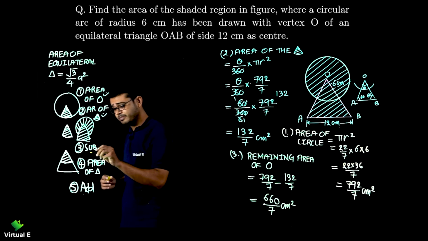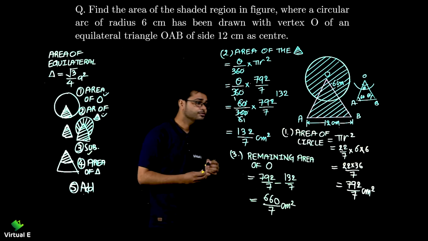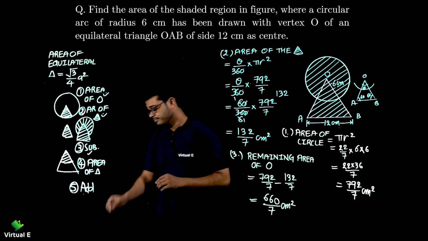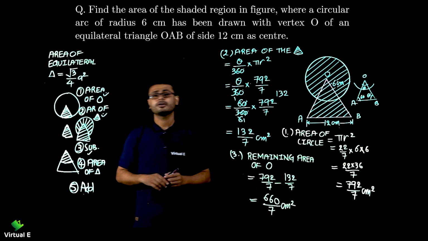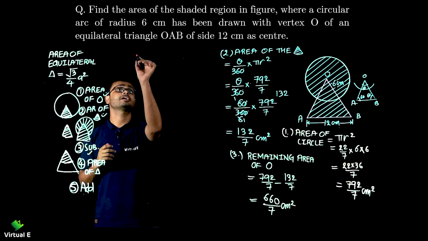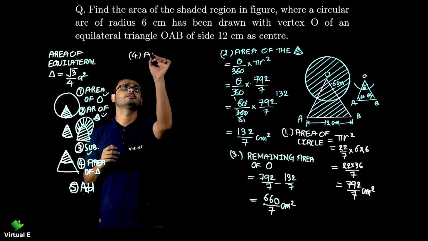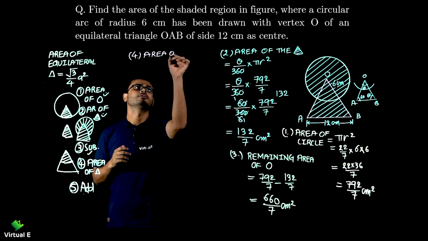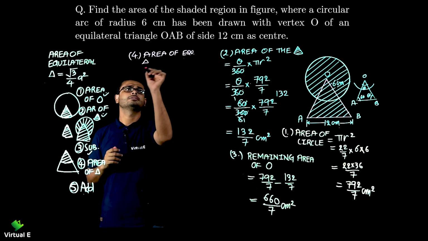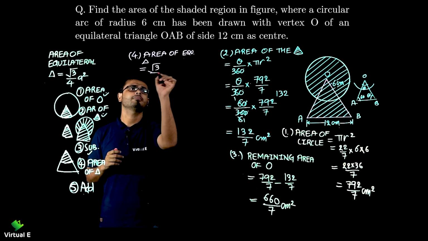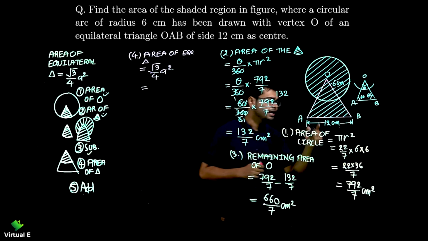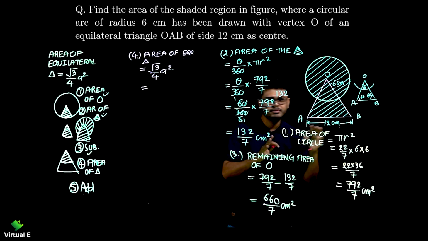So we are done with the third step as well. There were many steps, but no worries. So let's do the fourth step, the area of the equilateral triangle. That's a simple formula, root 3 by 4 a square. Now, what's the value of a? A is the side. It is already given in the question, ready-made, nothing to worry about.